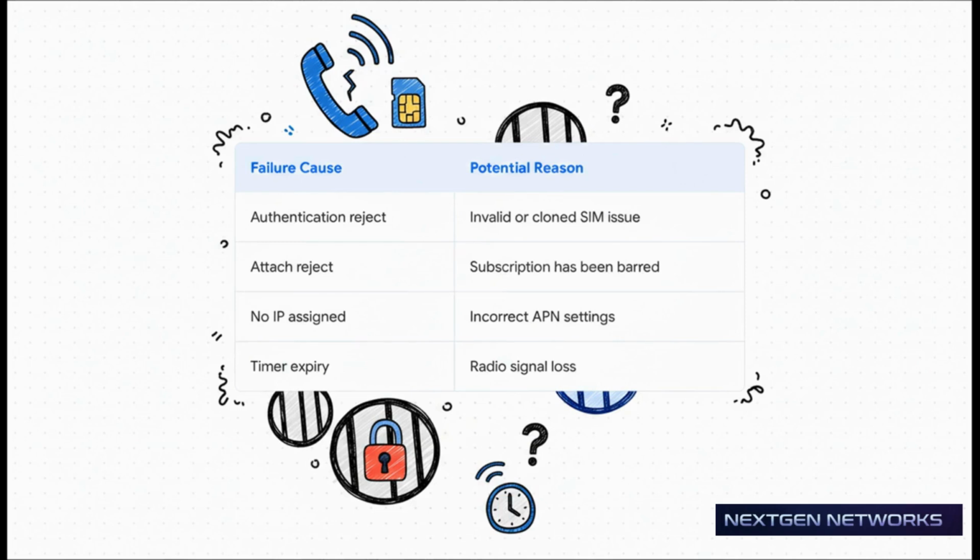Of course, with a dance this complicated, sometimes a step gets missed. Things can go wrong. Maybe authentication fails because of a SIM card issue, or the whole thing gets rejected because, whoops, a bill wasn't paid. Even just losing the radio signal for a second can cause the whole thing to time out.